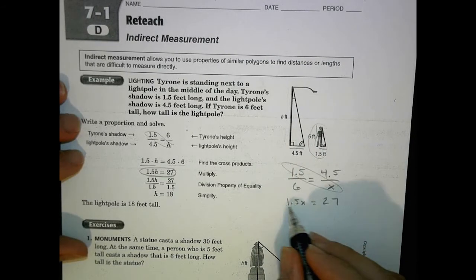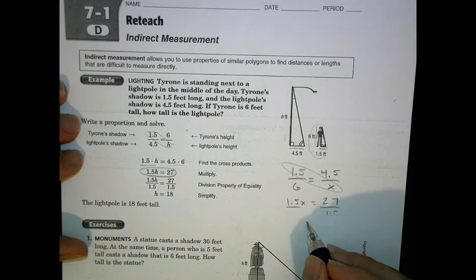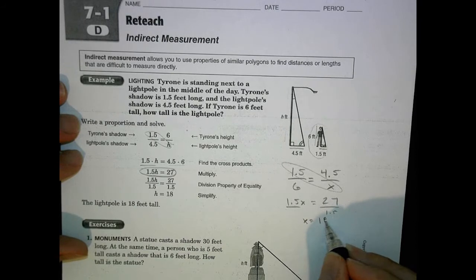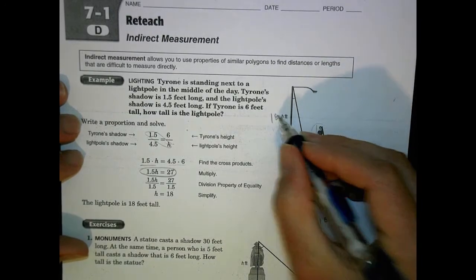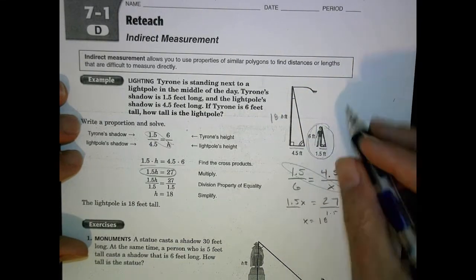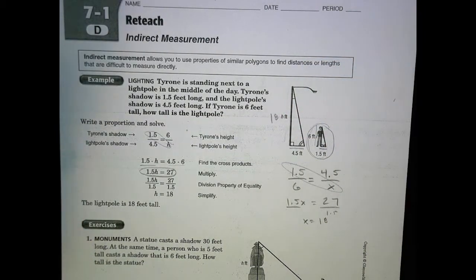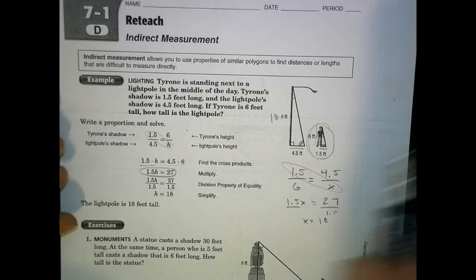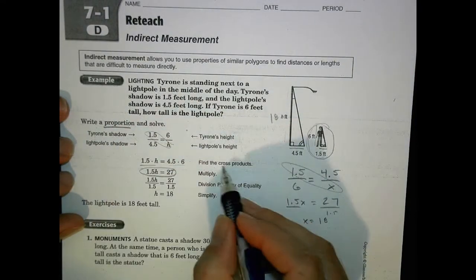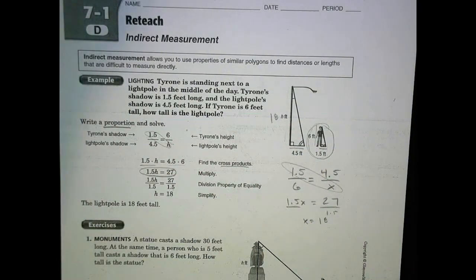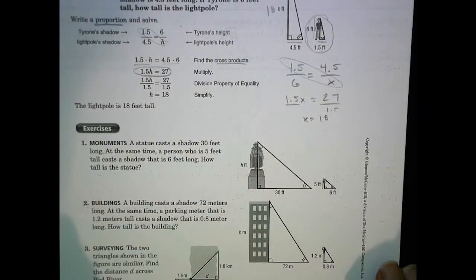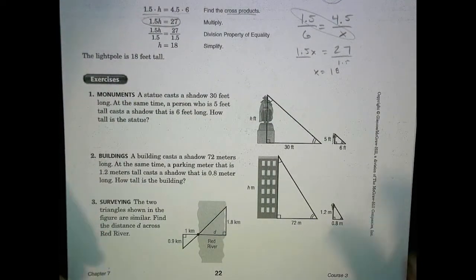By solving this, I divide both sides by 1.5 to find that h is equal to 18. So if I know this information, I can solve for an unknown variable. This is what's called indirect measurement, and we use proportions and cross products to solve that. Let's look at a couple of samples before we move on into your homework.